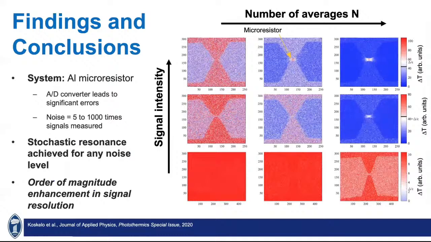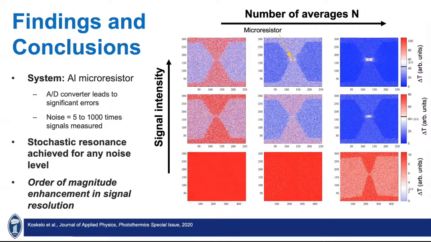And so I studied this particular model on an experimental system, an aluminum microresistor. And on the right-hand side, I am showing 9 different measurements of this resistor for varying signal intensities and number of averages. You can see right off the bat that the CCD bit level leads to significant errors. So for example, the ideal value of the temperature change that we'd like to measure is shown in white on the color map, but the value that the camera would measure without noise is shown in black. And you can see it has a significant error. But there's also a sweet spot that utilizes the noise of the system, which is 5 to 1,000 times the signal levels measured. And given the right number of averages, we are able to use stochastic resonance and measure this ideal value of the temperature change.